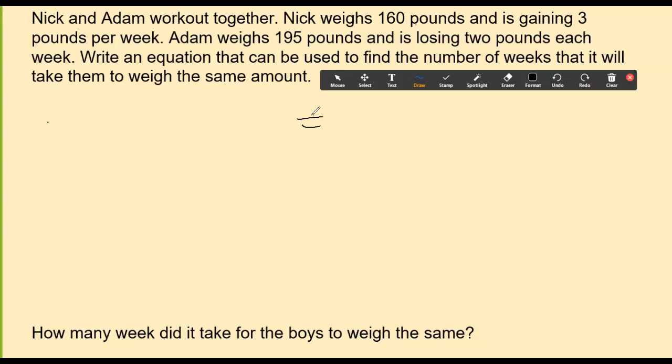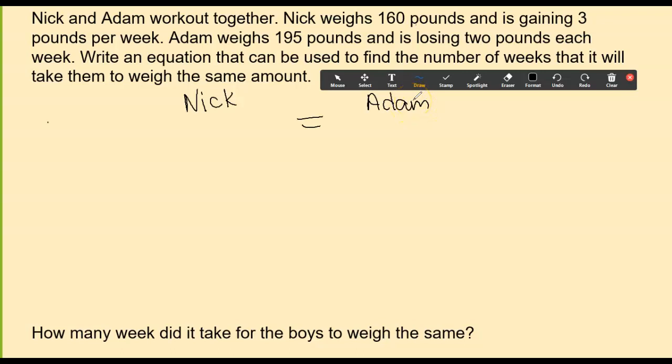But now in that word problem, there was a whole lot of information, wasn't there? Stuff about Nick, stuff about Adam. It's easy to get it mixed up. So we're going to help our brains out, and we're going to label what goes on the left side and what goes on the right side. So what are the two things we're talking about here? We're talking about the weight of who? Nick and Adam. So how about we say the left side is going to be all about Nick. The right side will be all about Adam.